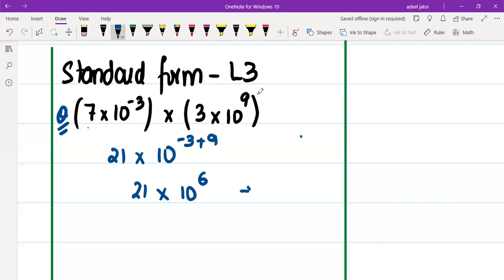Is this standard form? This is not in standard form. Why? Because your standard form will always be in one decimal place. So I will be moving my decimal place from here to the left-hand side. Whenever your decimal moves from right to left, your power is added. So what will be the answer? Your answer will be 2.1 multiplied by 10 to the power 7.